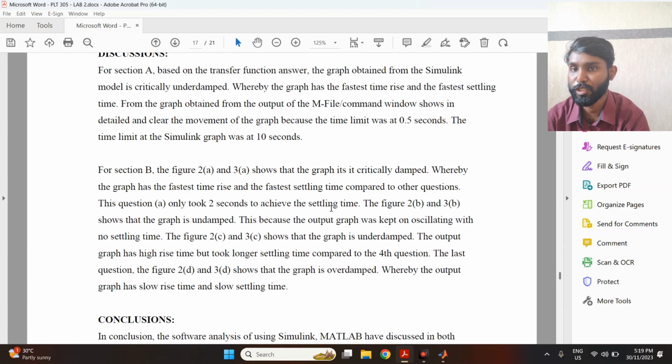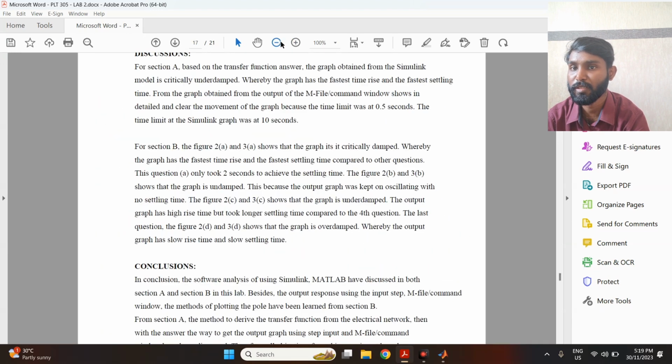So as for discussion, I'll just minimize it so it's easier. For section A, based on the transfer function answer, the graph obtained from the Simulink model is critically underdamped, whereby the graph has the fastest rise time and fastest settling time. The graph obtained from the output of the mfile command window shows in detail and clearly the movement of the graph because the time limit was at 0.5 seconds. However, the time limit at the Simulink graph was at 10 seconds.